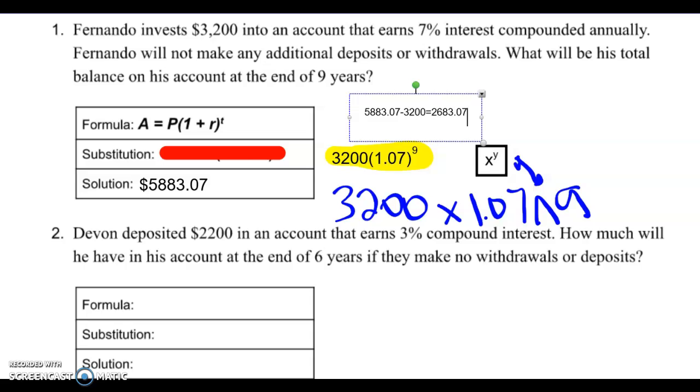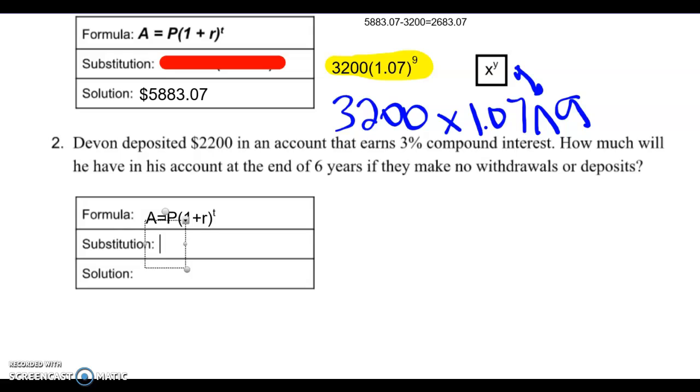So you can see it almost doubled, but I had it in the bank for 9 years. So that's what you're going to see with your compound interest, right? I'd like you to type up the rest of this. If you can pause the screen and work on number 2, and then go ahead and play when you're ready to go over what you did.